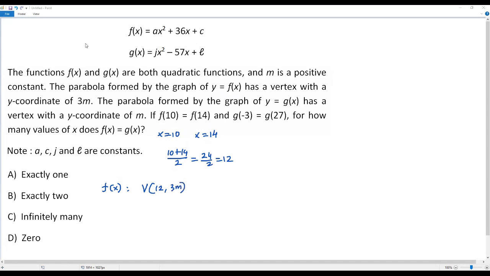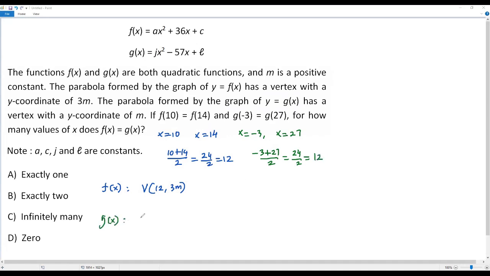And let me do the same thing for this information. We know that y equals g of x, that is g of x gives a value of y. So this is the value of y when x equals -3, and this is the value of y when x equals 27. Here for two different values of x, we have the same value of y. In the quadratic function g of x, the average of these two x values is equal to the x coordinate of the vertex of the quadratic function g of x. Now let's get the average of these two values. That is -3 plus 27 divided by 2, that is 24 divided by 2, that is equal to 12. Let me write it here.